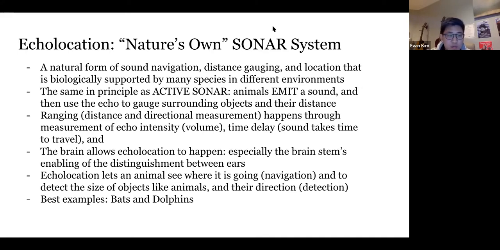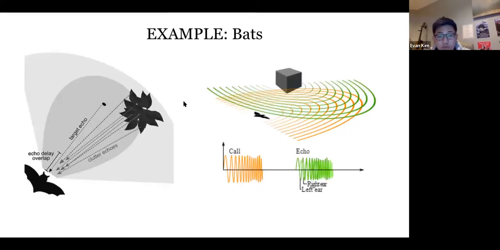And echolocation lets an animal see where it is going through navigation, and to detect the size of objects like animals and their direction, which is detection. So echolocation serves both the purposes of navigation and detection. The best examples are bats and dolphins. First, we're going to go over the example of bats.